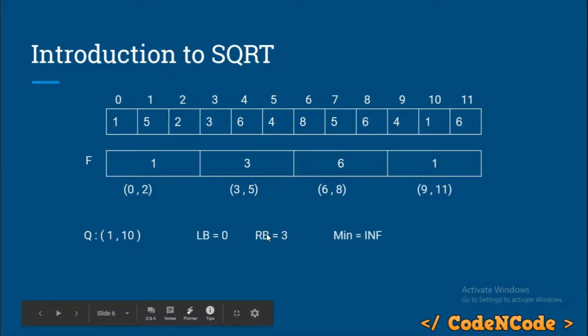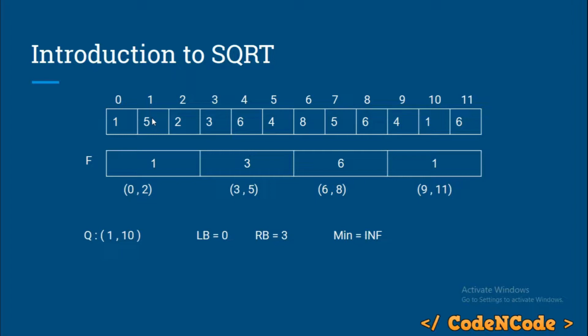So here, 1 divided by 3 is 0, so L lies in the 0th block, and we can see that yes, the first index lies in the 0th block. And 10 divided by 3 is 3, so 10 lies in the 3rd block. That is why the left block and the right block are 0 and 3.